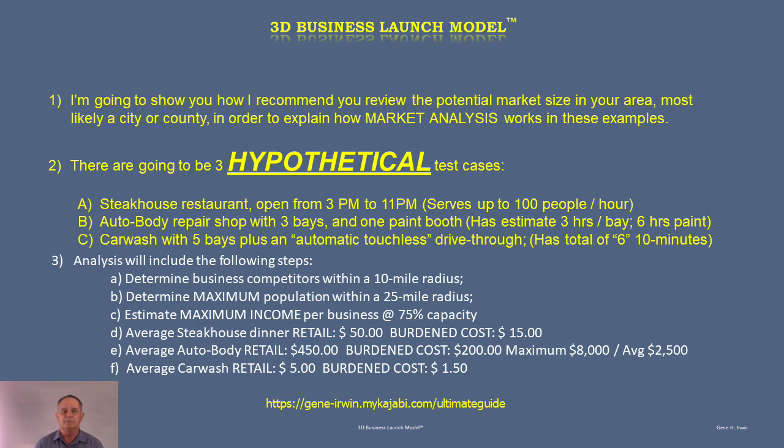Number 4, average steakhouse dinner retail at $50, burden cost at $15. Average body shop retail is anywhere from $450 to $8,000. Averages are in the neighborhood of $450 to $2,500. And finally, number 5, average car wash retail is about $5 burdened, and the cost is approximately $1.50.